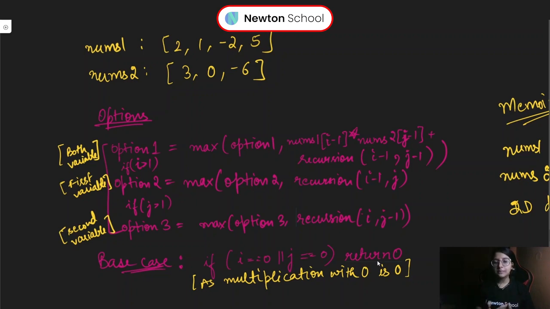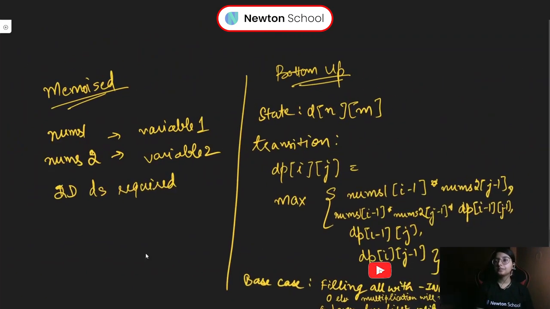So memoizing this particular solution, we can clearly see that there are two variable parts, i and j, right? So that's why we would be going ahead with a 2D vector or 2D array, any 2D data structure, and according to that only we would be memoizing this particular solution. So after this, now comes the part for the bottom up.